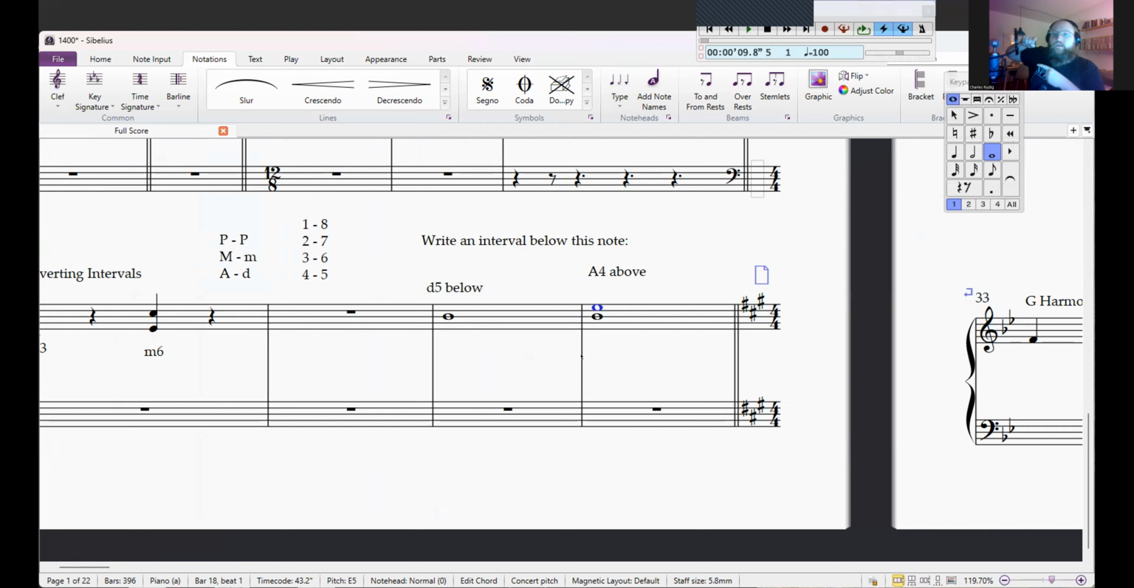We want to make it augmented. So we need to make it a half step bigger, right? So that E needs to become an E sharp. Okay, so now all I got to do is flip it. I'm going to take my E sharp, put it on the bottom. And then sharp that. And there you go. You have a diminished fifth below your note. Okay, cool. That is probably good for today.